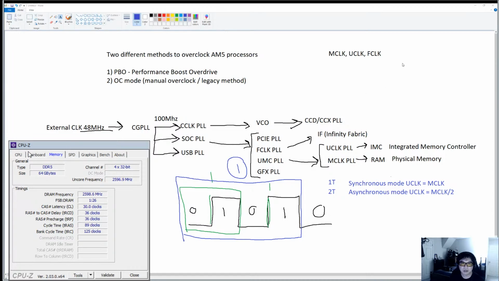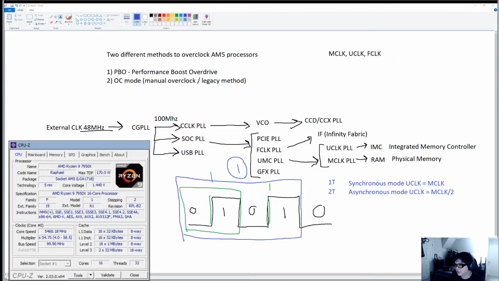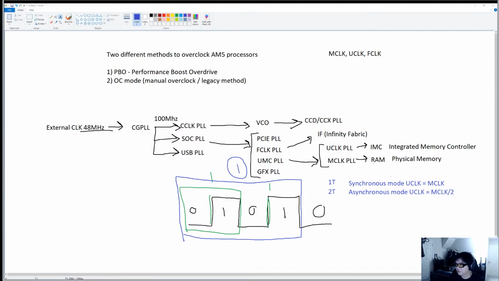Okay, so I guess we don't really need this anymore. It's taking up space on the screen.